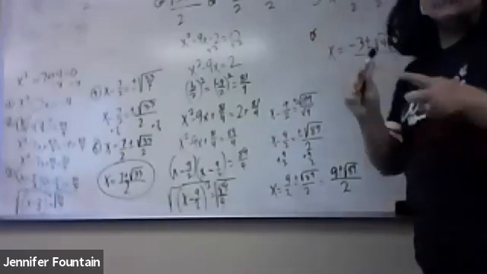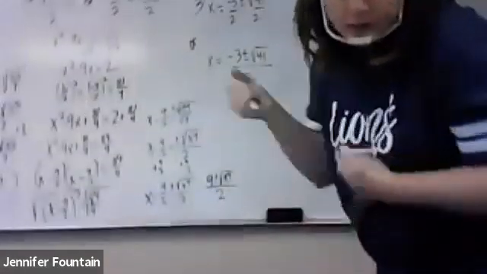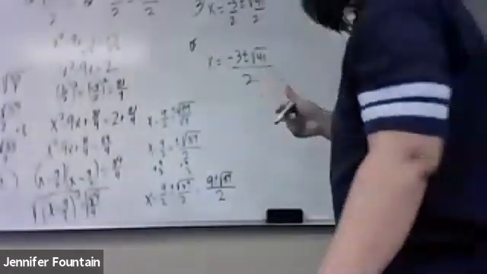All right, and then number 3, you said we needed that one too, right? All right, so number 3 was x squared plus 3x.